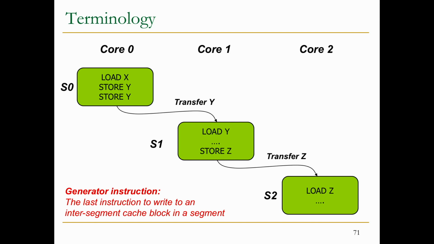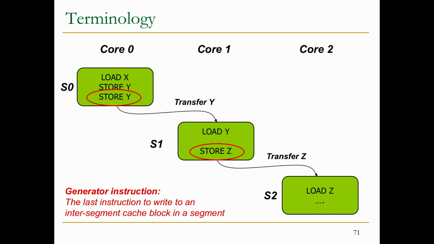We also are going to call these generator instructions. The generator instruction is the last instruction to write to an inter-segment cache block in a segment. So we know y is an inter-segment cache block because it causes communication between these two segments. And the last instruction to write to the cache block that contains y is the store over here, right? Of course, there might be multiple last instructions depending on the branching that happens in the previous segment, right? If you have an if, then else, there might be two instructions that are writing to y.